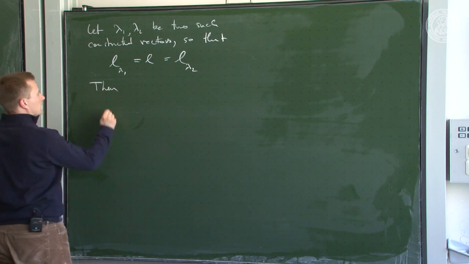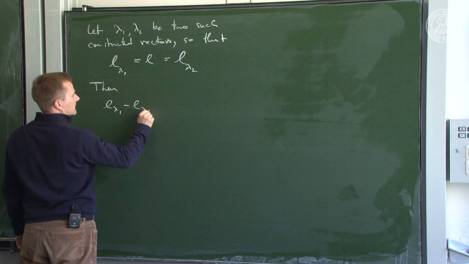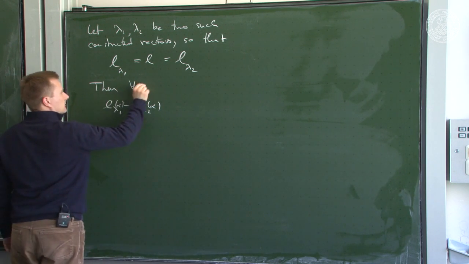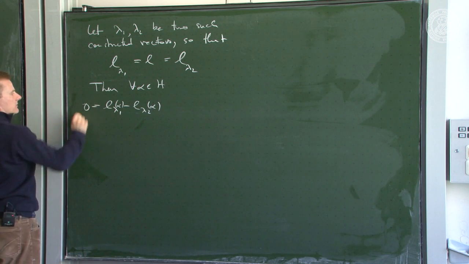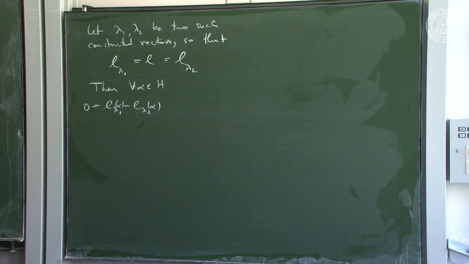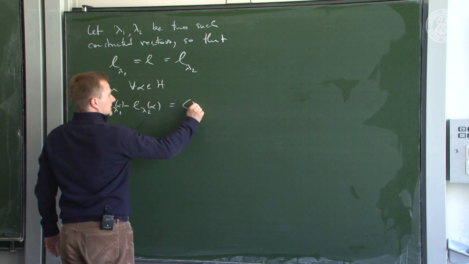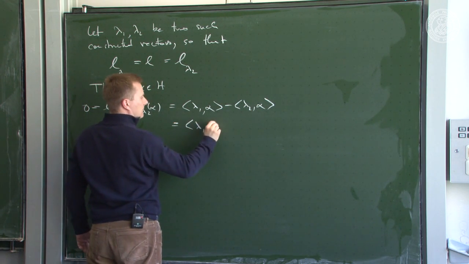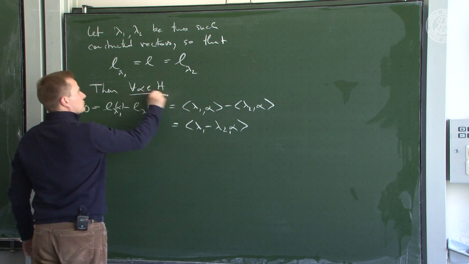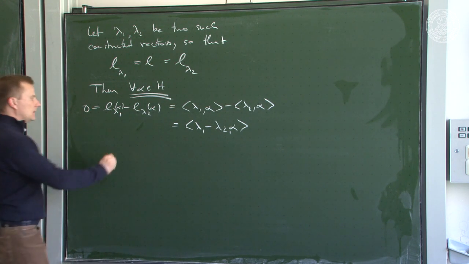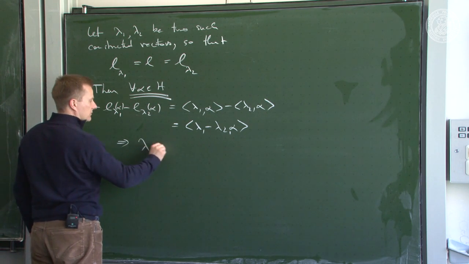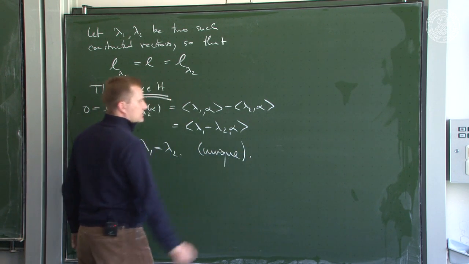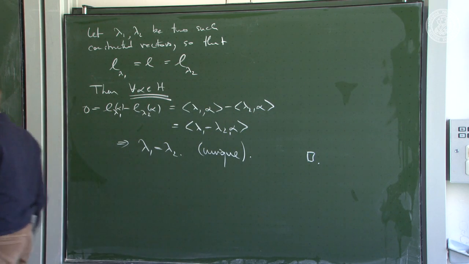Then you have L lambda 1 minus L lambda 2 applied to some alpha in the Hilbert space. Well, you know it's 0 because the maps both reproduce the same abstract L. But then you have lambda 1 alpha minus lambda 2 alpha is lambda 1 minus lambda 2 alpha. But this is true for all alpha in H. This is 0. And because it's true for all alpha in H, you can conclude lambda 1 is the same as lambda 2. Thus, the whole construction is unique, and the Riesz lemma is proven.